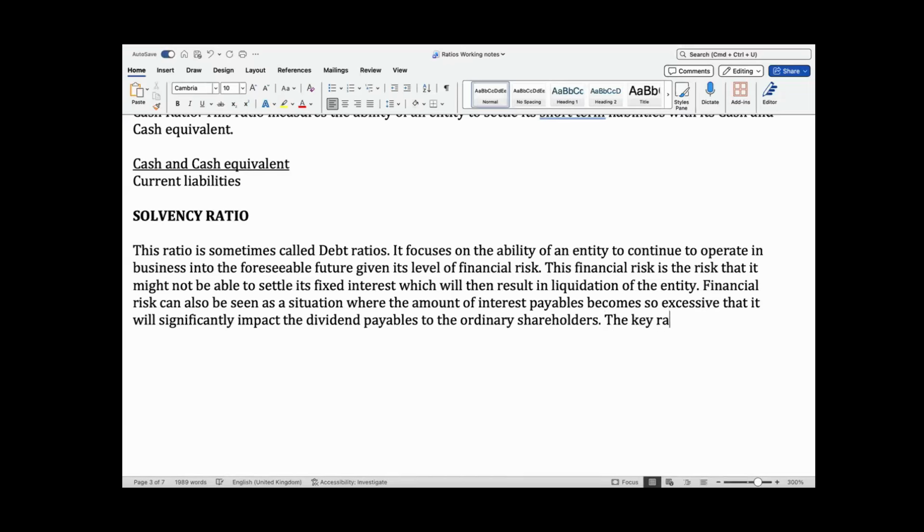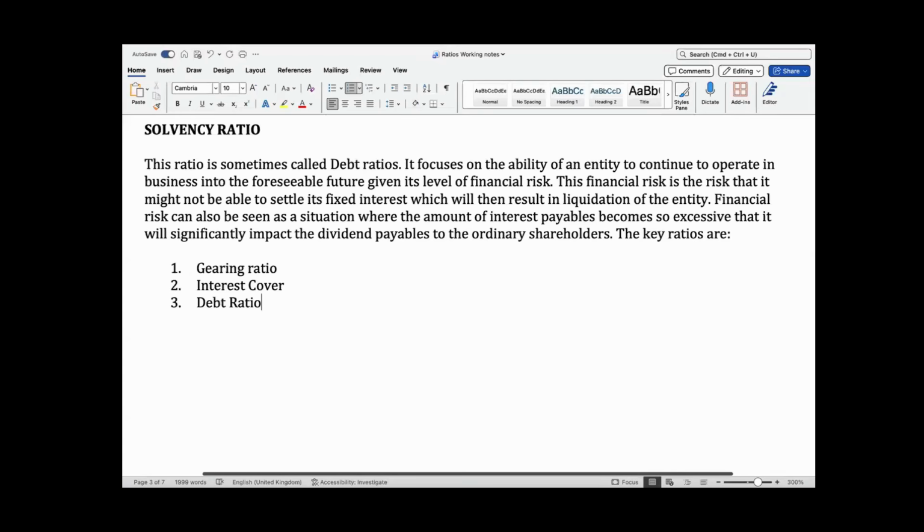And the key ratios here, the most important one that you must always calculate, is gearing ratio. There are other ones too, but this is the first one. Another key one is interest cover. There's one they call debt ratio, but gearing and interest cover are the key ratios for solvency. Every other one is just names around.